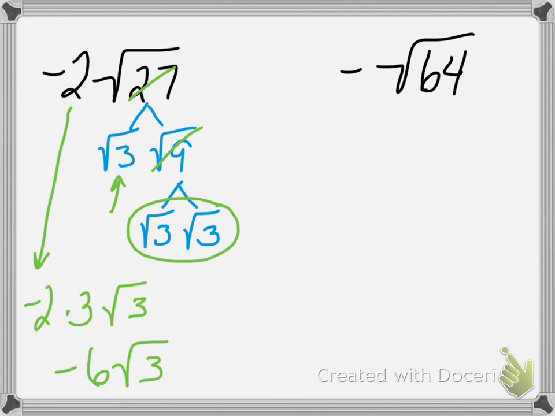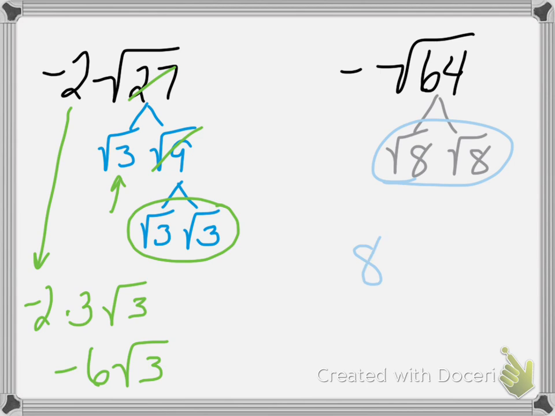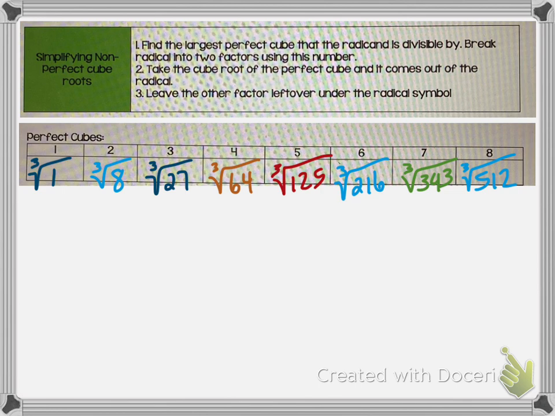Okay? 64. Oh, you might have noticed right away that 64 is a perfect square of radical 8 times radical 8. So since they're perfect squares, these two will come out as an 8. Oh, there's nothing left over, but don't forget to bring that negative down. Boom, so it's negative 8. Okay? All right, now those are perfect squares, so now we've got perfect cubes.